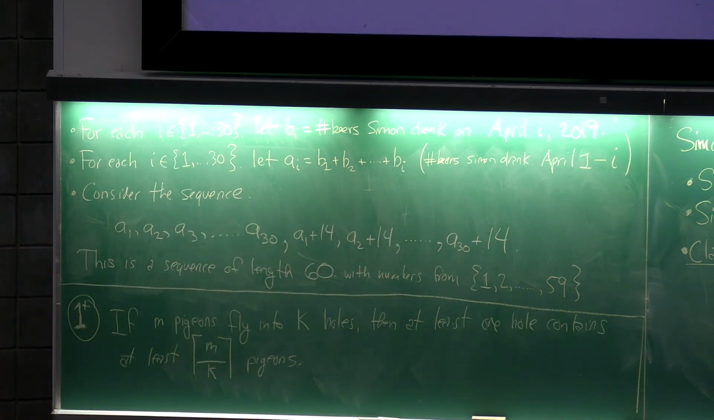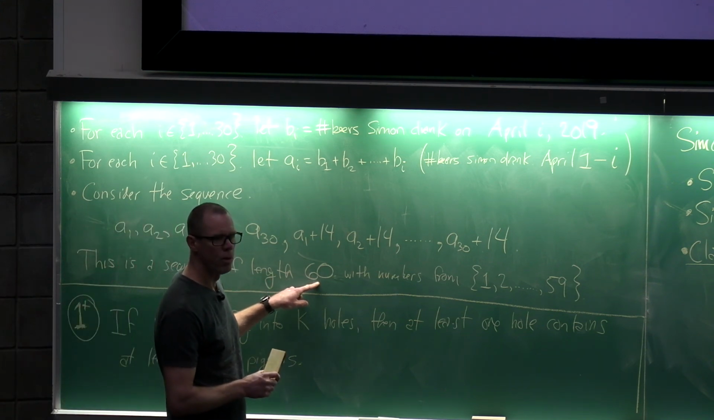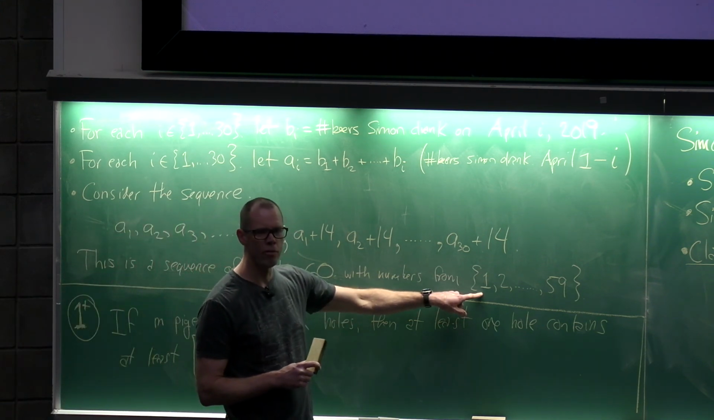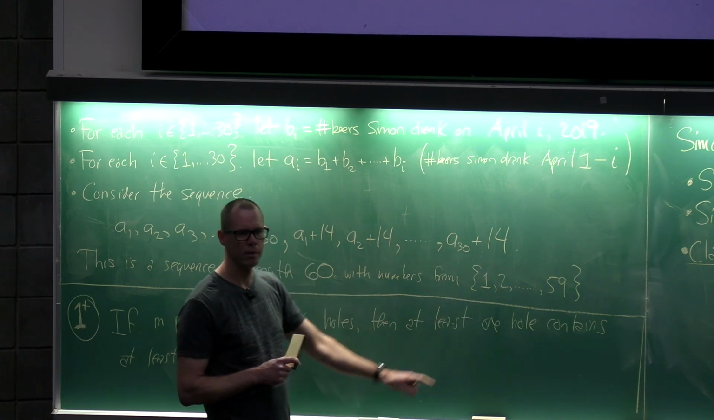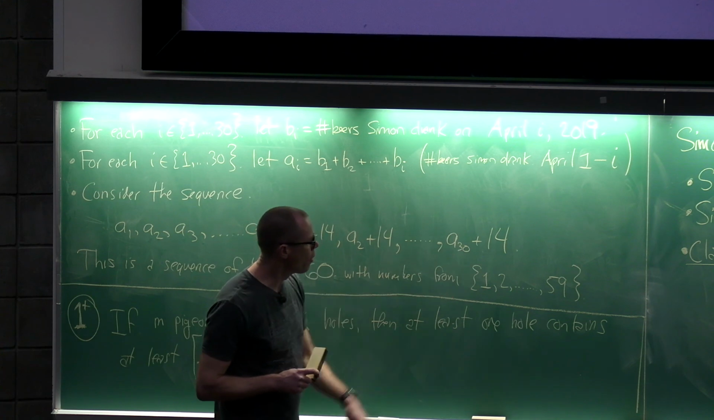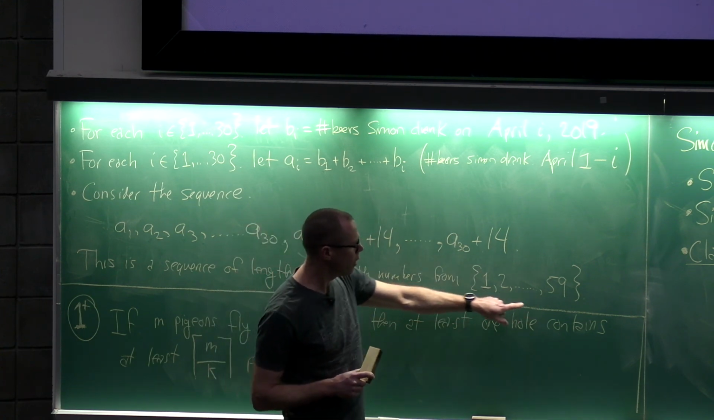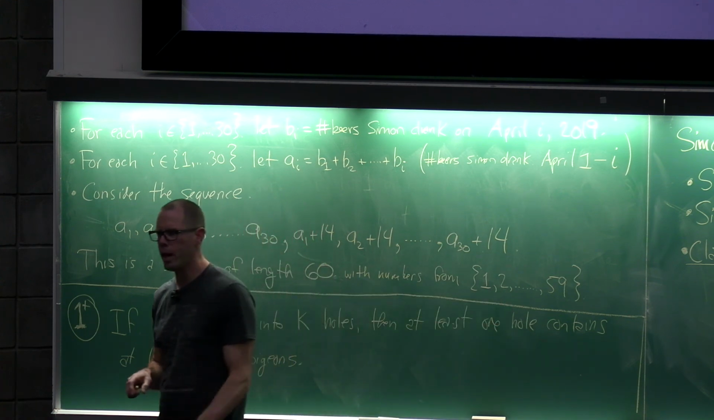What a strange coincidence. The length of the sequence is k plus 1, and the number of different things that appear in the sequence is at most k. I have 60 numbers written down, but all of them come from this set, which is only of size 59. So what can I conclude?